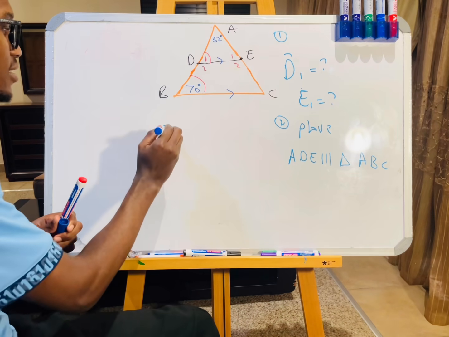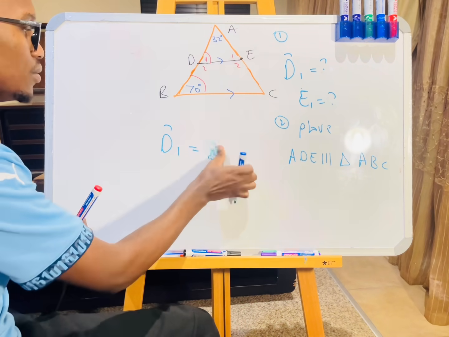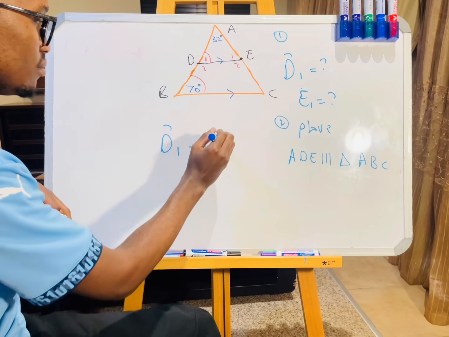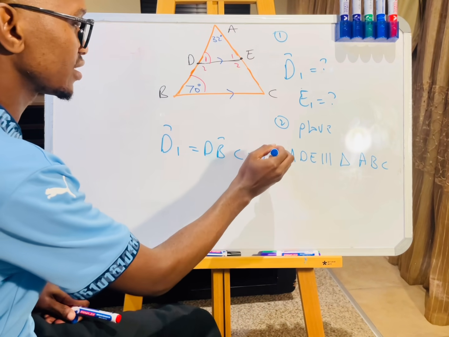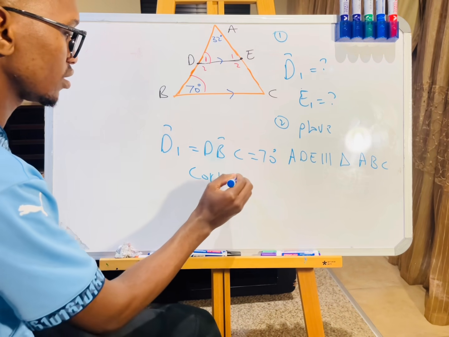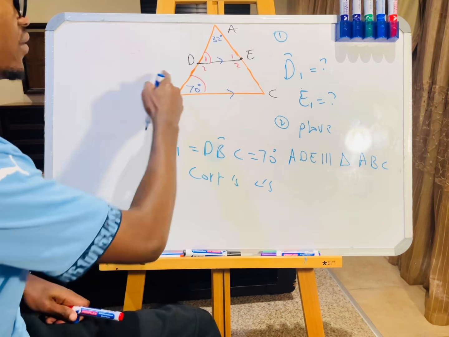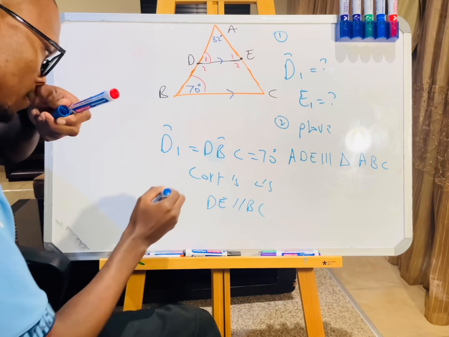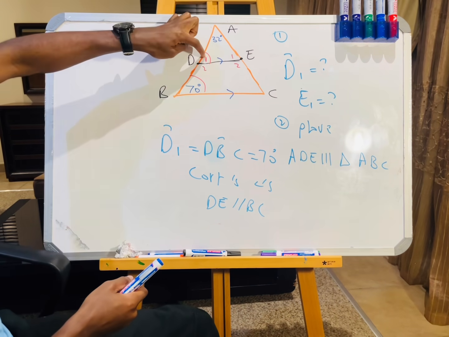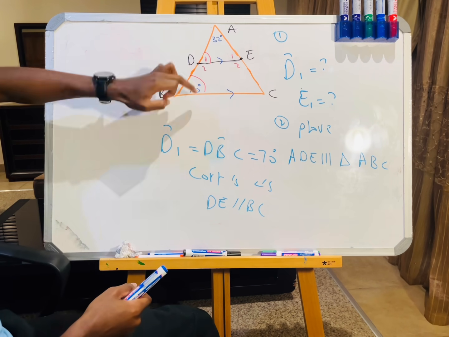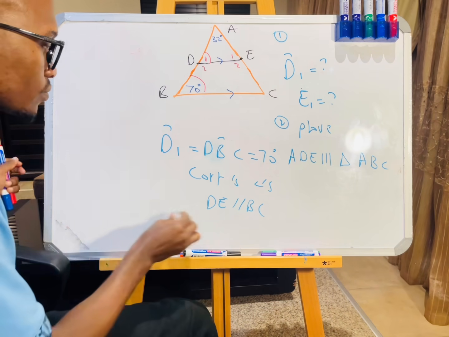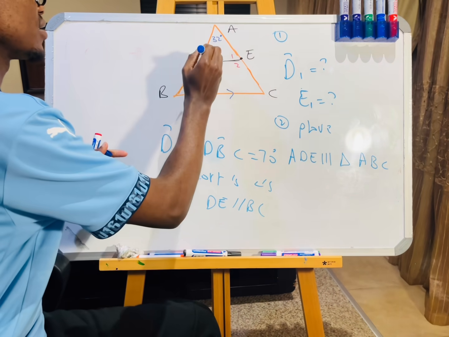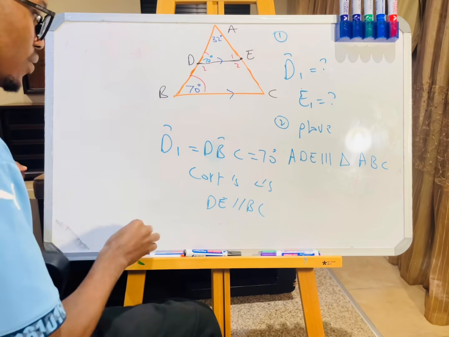So guys, I'm gonna say angle D1 equals angle DBC, which they are all equivalent to 70 degrees. Reason is corresponding angles. I believe you can see that our DE is parallel to BC. That's our reason. So this angle D1 equals 70 because of their corresponding angles, okay? We good? So I can put that as 70. We got it, it's 70 degrees. All right, let's move on.